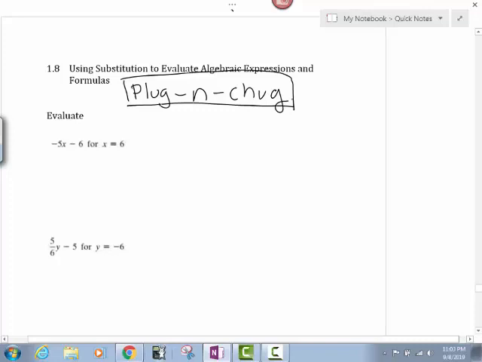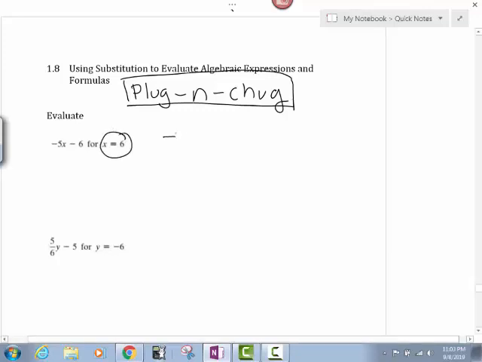In every one of these problems, it's going to give me an expression. It's going to have a variable. That variable could be x, could be y, any letter that they're going to have there, and they will give me a value for that letter. For instance, let's look at the first problem. Evaluate negative 5x minus 6 tells me that x is the number 6.